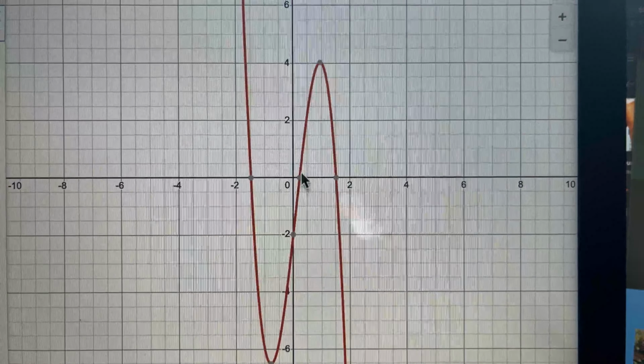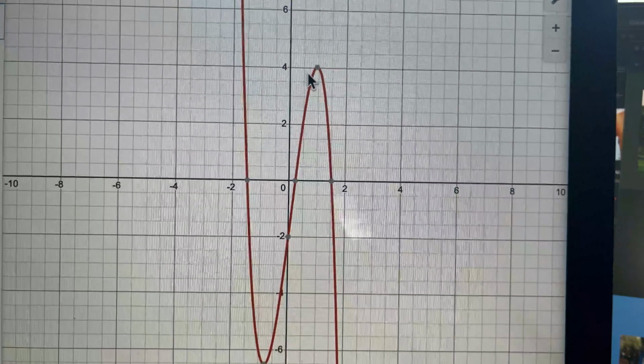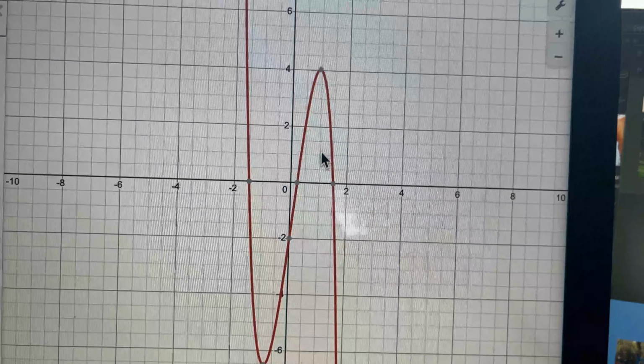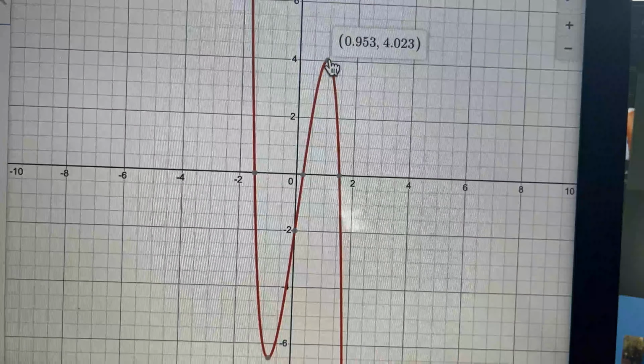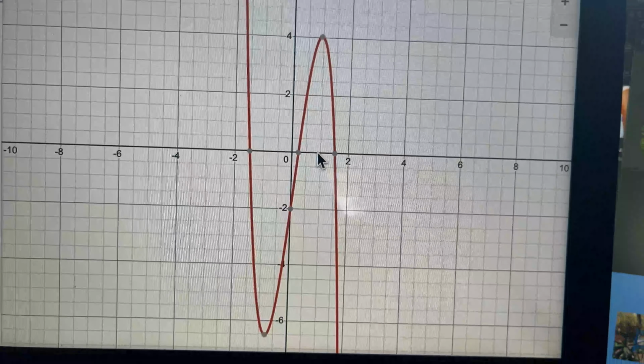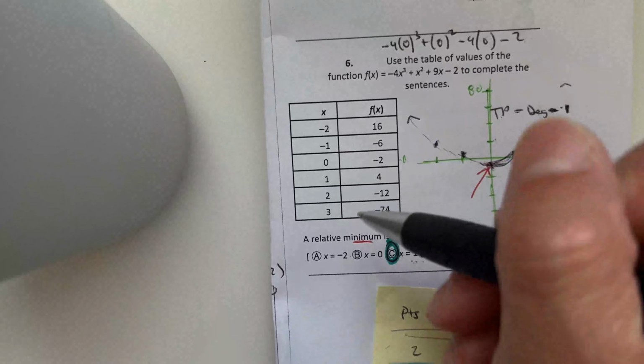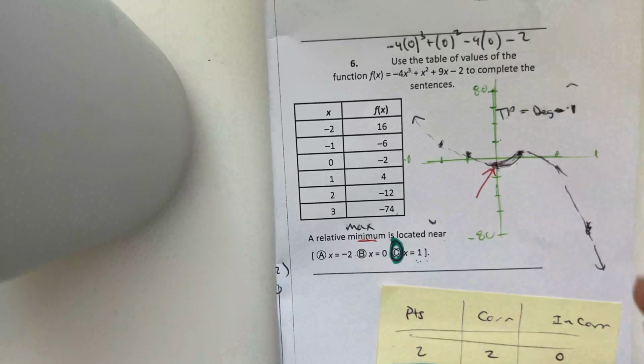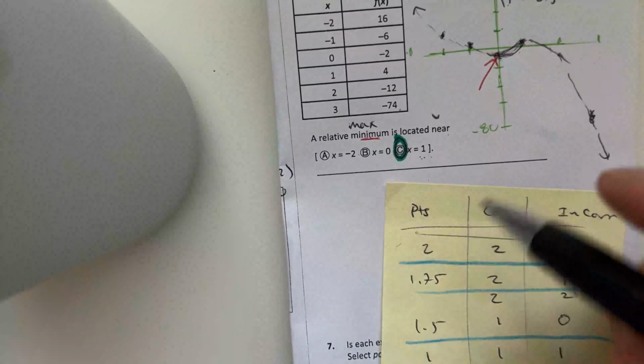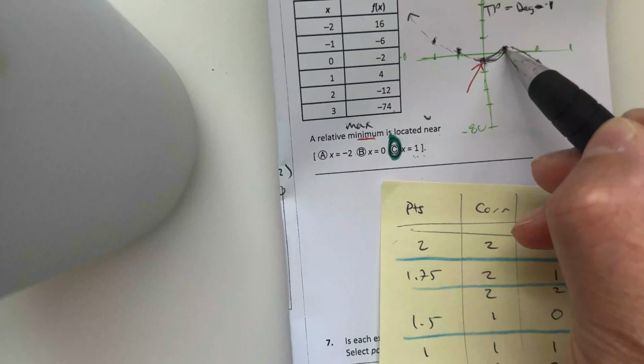Okay, so there's my Desmos, and I guess I should have written maximum. So I might have to let you guys go back and check your answer for that one. So that word should be maximum. Then that point would be the maximum.